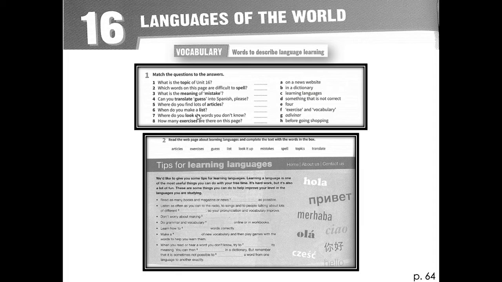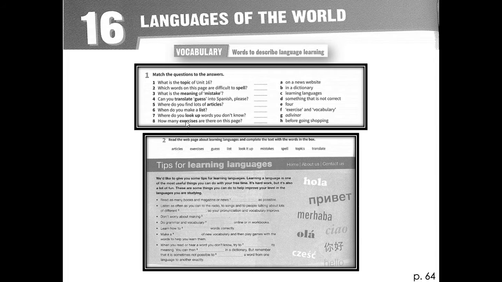Number 6, when do you make a list? List, you write down number 1 until 10 things you need to do or buy. So you get H, before going shopping. We can use a list also for many other purposes: a list of names, a list of numbers, a list of things you want to keep track of, a list of things you like or don't like.